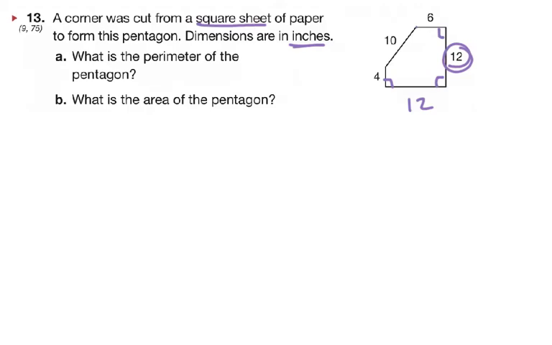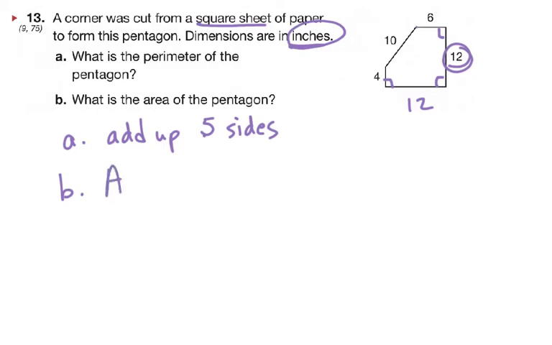perimeter is the distance around the pentagon, so you're going to add up all your sides for A. So add up 5, because it's a pentagon, sides. And that's going to give you your answer. Don't write add up 5 sides. Actually, add up those numbers and make sure you give me the dimensions in inches. B, it says, what is the area of the pentagon? Okay, so remember area for a pentagon.